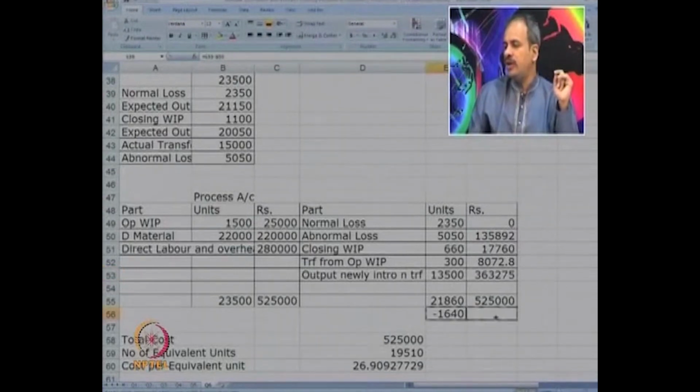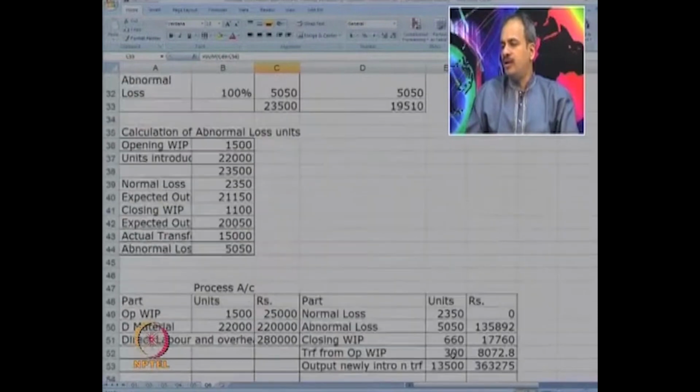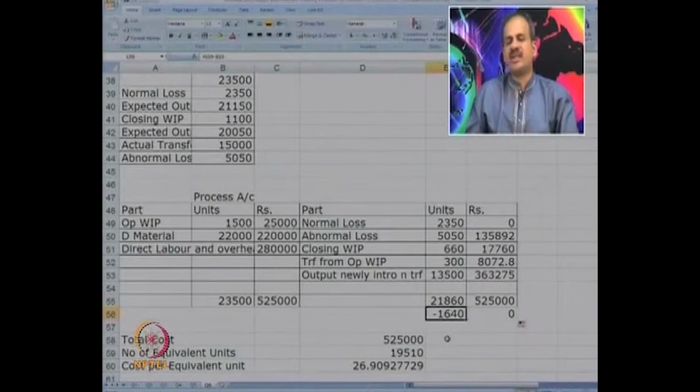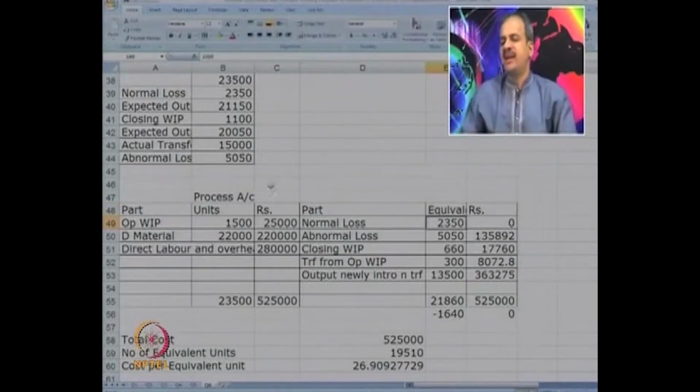Then the output which is newly put in and transferred, 13,500, comes to 363,750. Now look at the difference. You will realize that now these two sums are exactly matching. Are you getting what has been done? Okay. So I hope now you have fully understood exactly how this accounting is done. Why is this difference 1640? Actually this difference is because these units are equivalent units, whereas these units are actual units. So there is bound to be some difference.